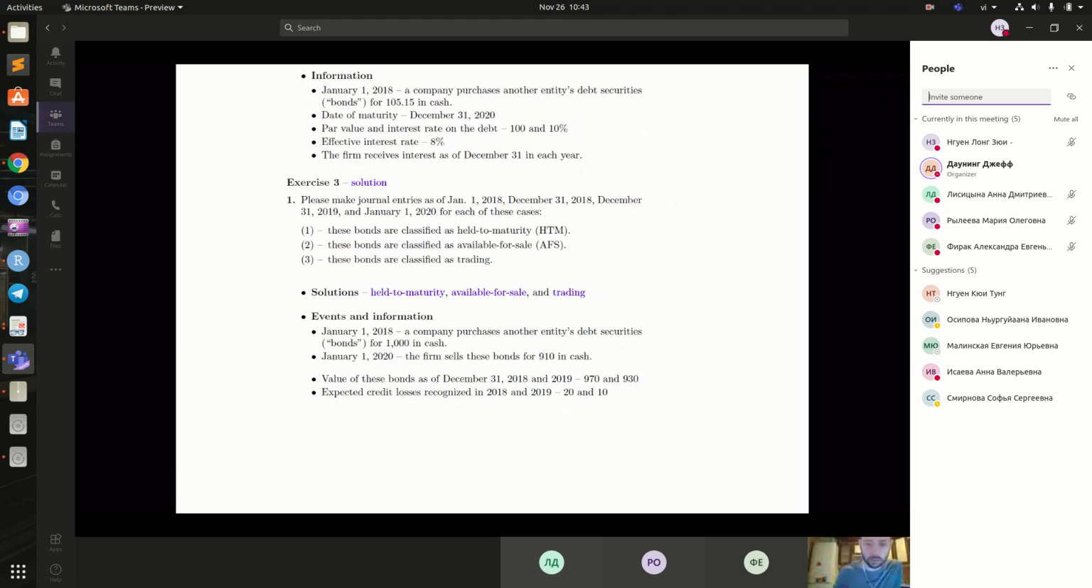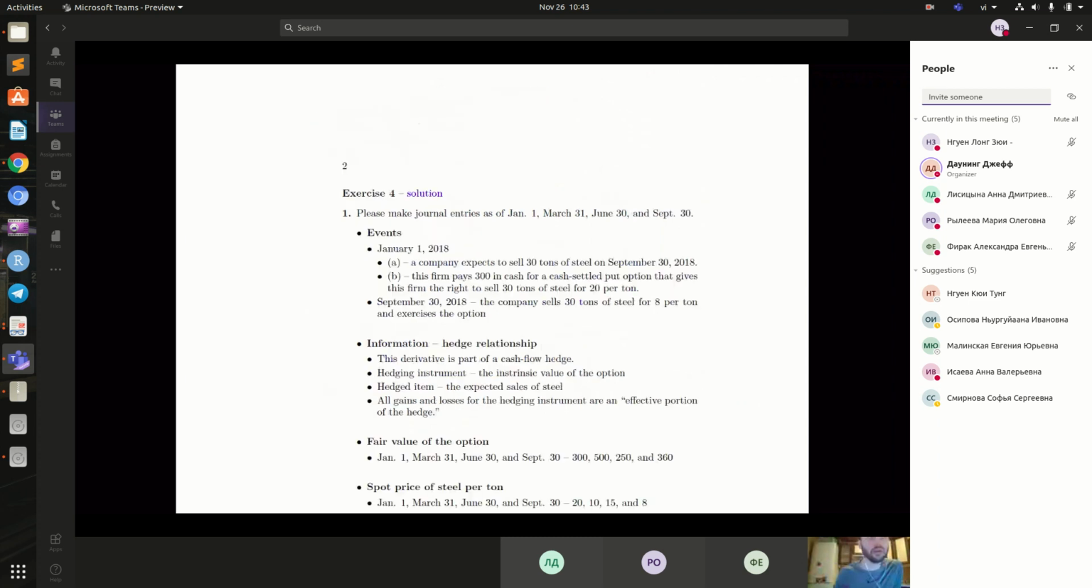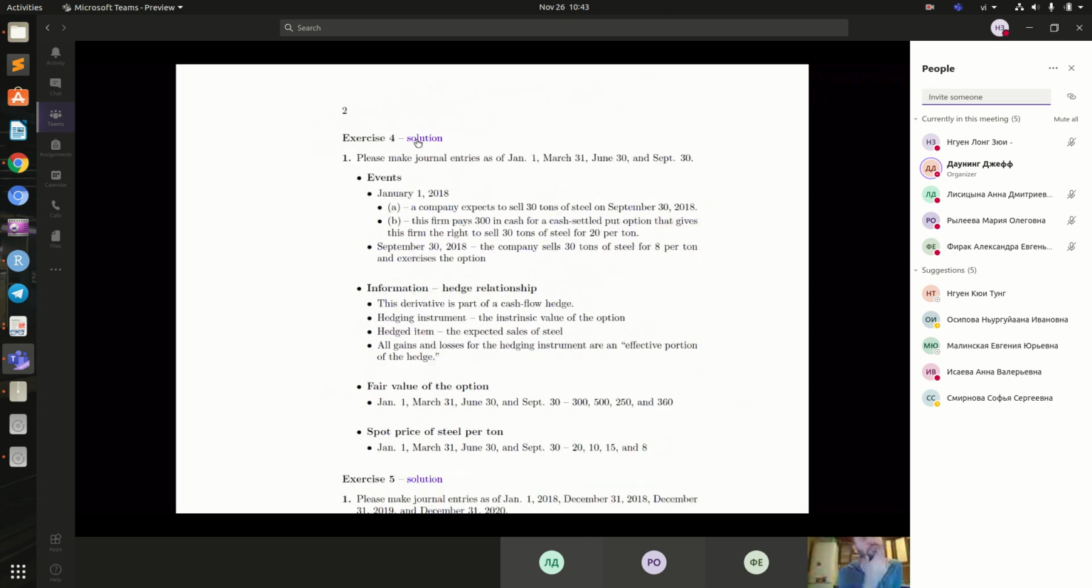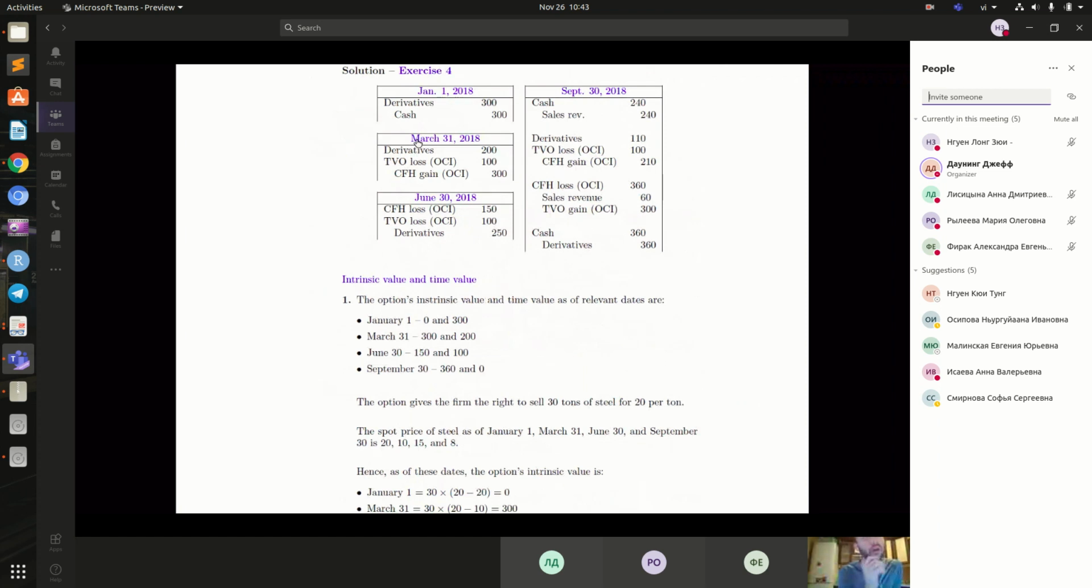exercise 4, where we have a derivative with a cash flow hedge, where the hedging instrument is the intrinsic value of the option. So January 1st, 2018, we pay 300 in cash for an asset, hence we debit this asset derivatives, credit cash 300. For March 31st, June 30th, and September 30th, we have this journal entry to recognize a change in the value of the derivative and to recognize this change in value in OCI.